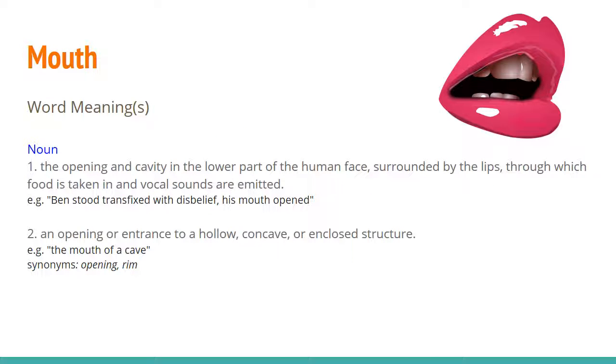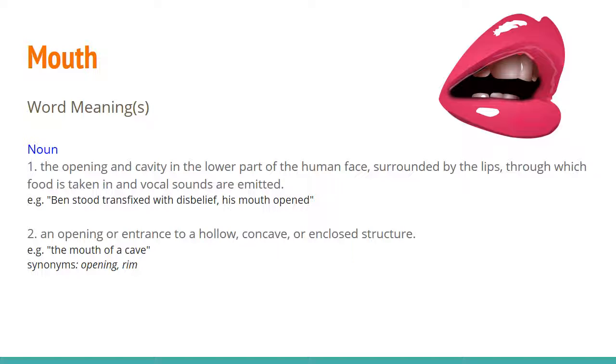Now we will move to the word mouth. When mouth is used as a noun, there are two main meanings of the word. First, mouth can refer to the opening and cavity in the lower part of the human face, which is surrounded by the lips and through which food is taken in and vocal sounds are emitted. For example, Ben opened his mouth.